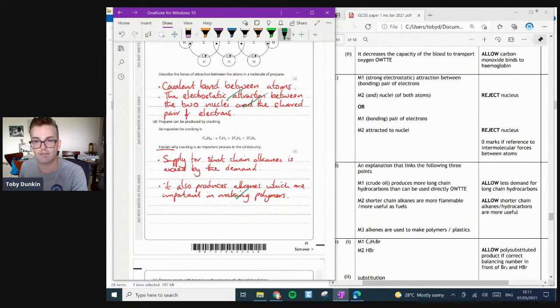You're having a laugh. That's the first time they've ever done that, guys. They shouldn't. That's not right. They always say, why do we crack? Because the supply of short chains is exceeded by the demand. That is literally the main point. That's why we crack. Not the fact that they're more used.